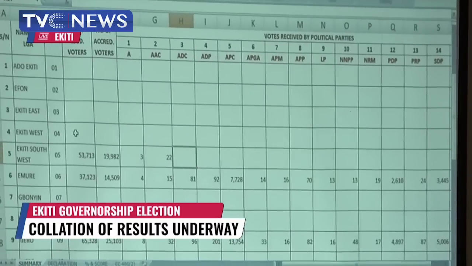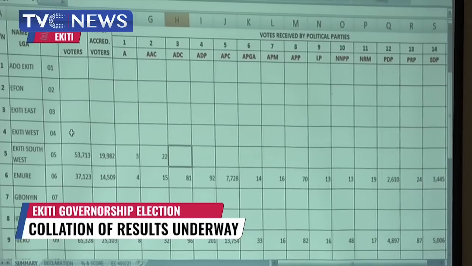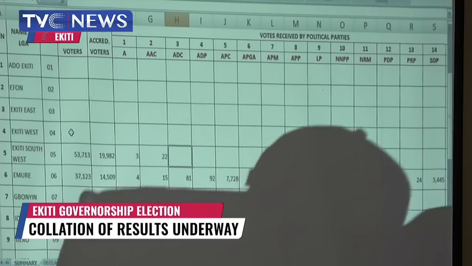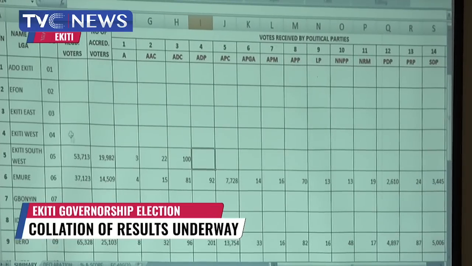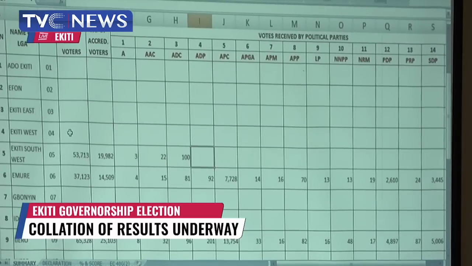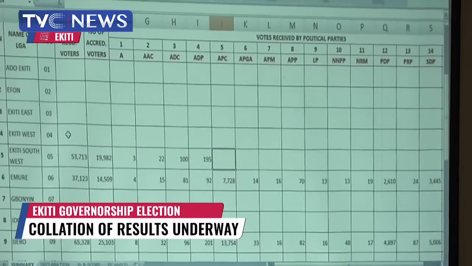I will now call the votes received by each party. Party A had 3 votes. Party AAC recorded 22 votes. Party ADC had 100 votes. Party ADP had 195 votes.